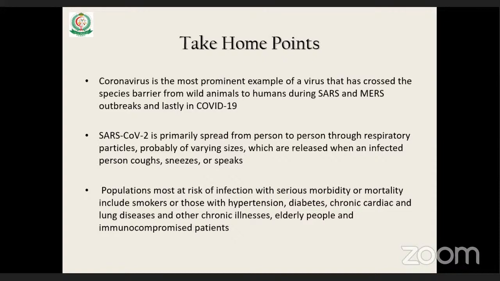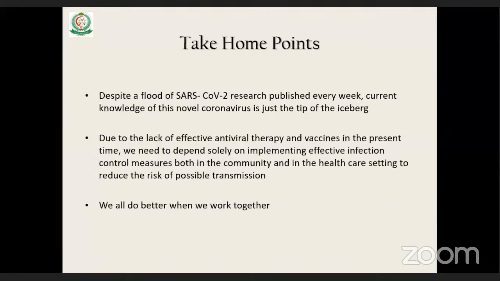SARS-CoV-2 is primarily spread from person to person through respiratory particles or droplet infection, and also through contaminated surfaces. Populations at risk of severe infection are those with underlying comorbidities, elderly people, and immunocompromised patients as well.